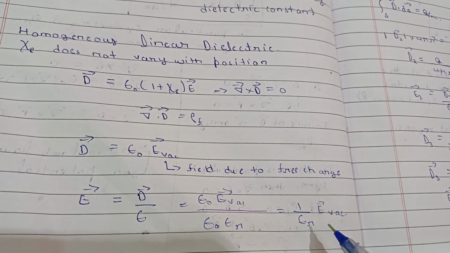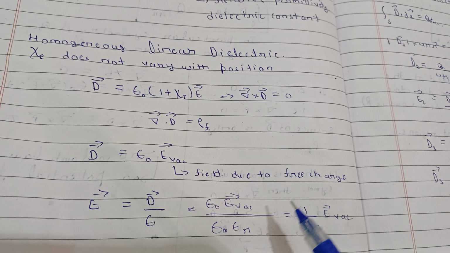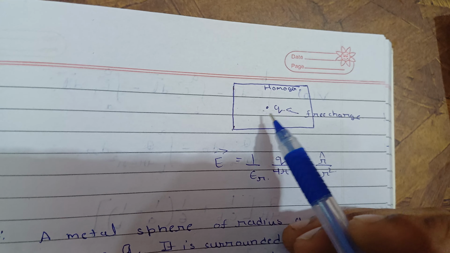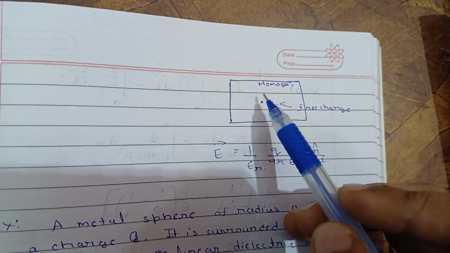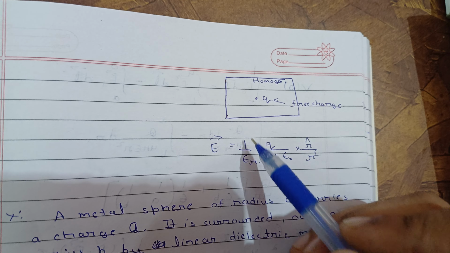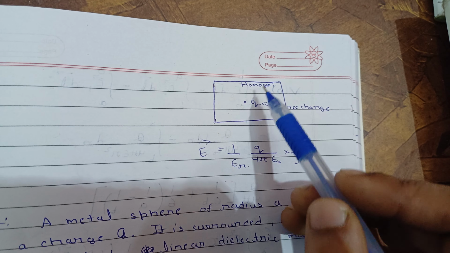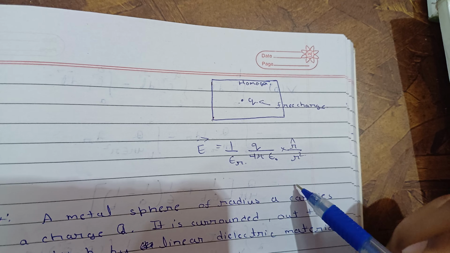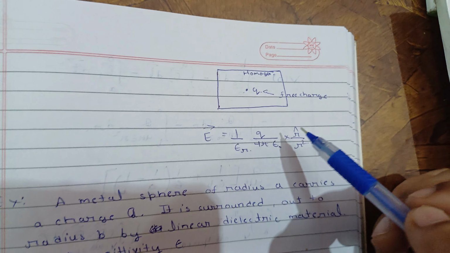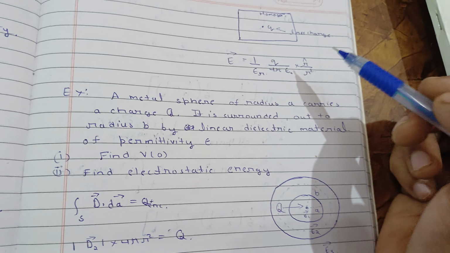So this will give you the total electric field inside the dielectric medium, the complete electric field. Let's say this is your homogeneous material and there is some free charge inside. The electric field inside this dielectric material will be given by 1 upon epsilon r, the dielectric constant, times the electric field assuming there is no dielectric material, which due to this charge will be q by 4 pi epsilon naught r square. So this will give you your total electric field. Must remember this formula.